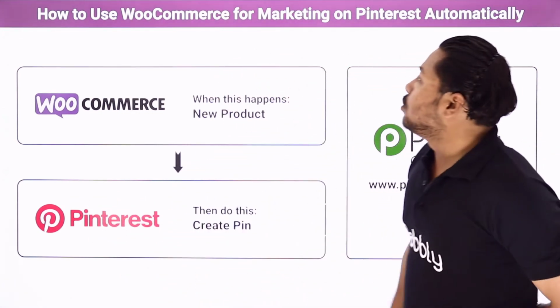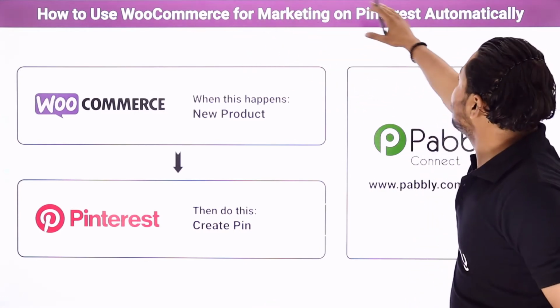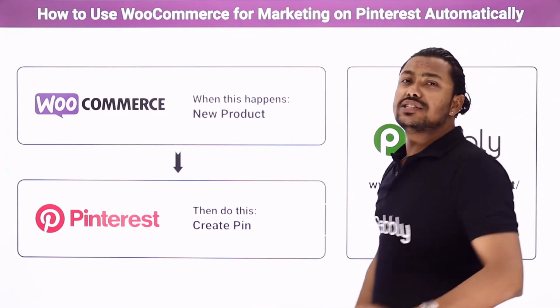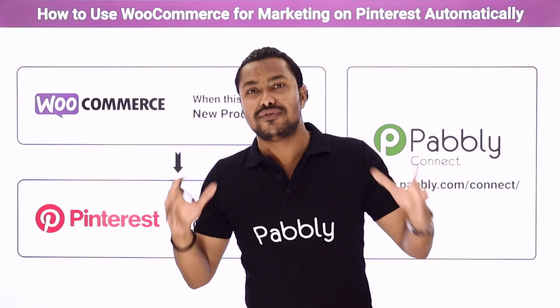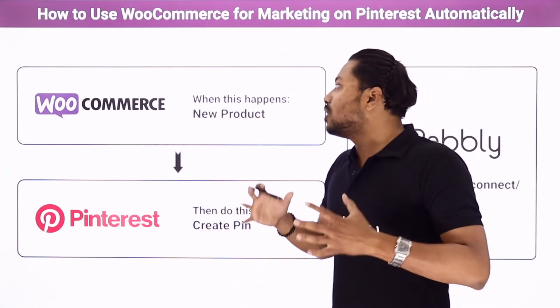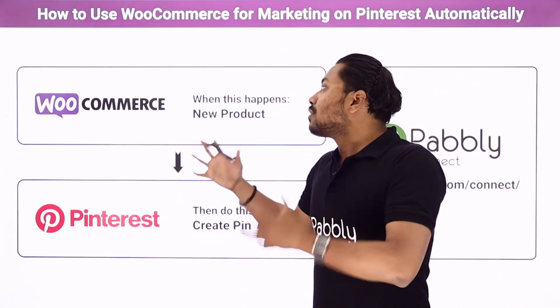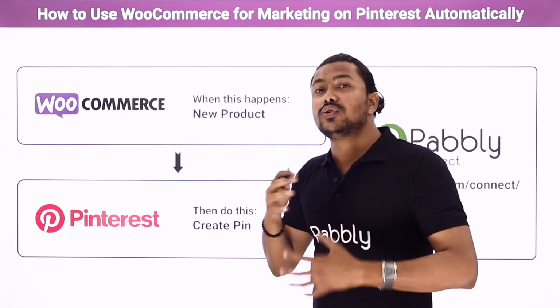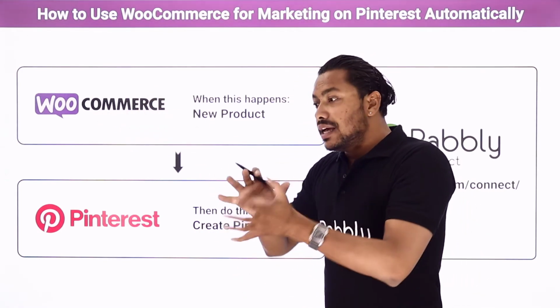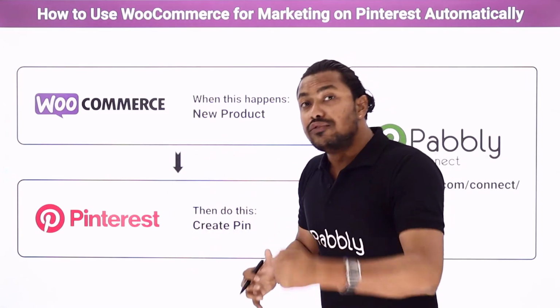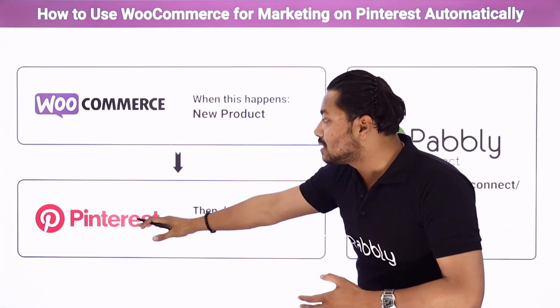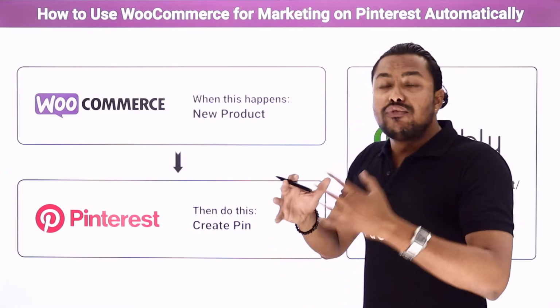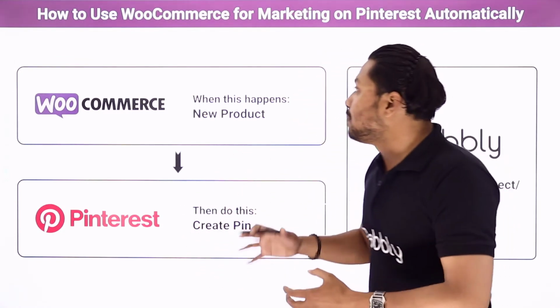So today I am going to tell you how to use WooCommerce for marketing on Pinterest automatically. Now this is a very useful and very amazing automation. What we are doing here, you all know about WooCommerce. We are going to add a new product in our WooCommerce, and whenever we add a new product on our WooCommerce, the image of that product will be used on our Pinterest account automatically for marketing purposes.